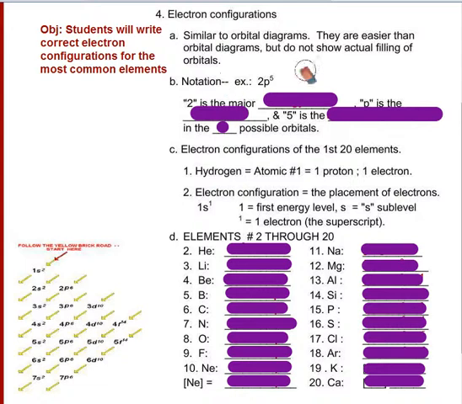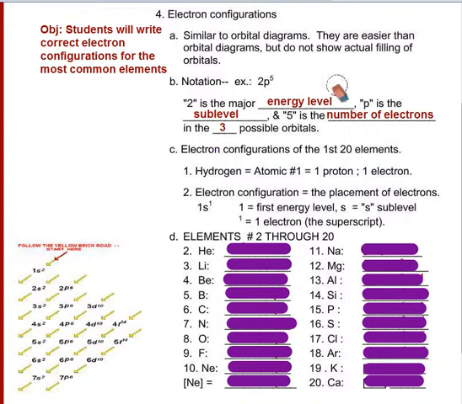So, our notation is this. This is 2p5. 2 is the major energy level. P is the sublevel. 5 is the number of electrons in the 3 possible orbitals of the P sublevel.